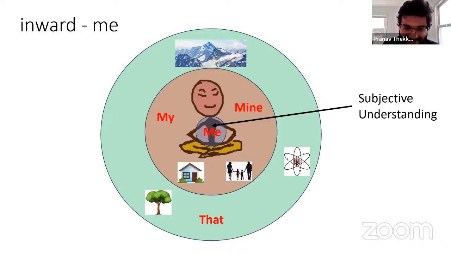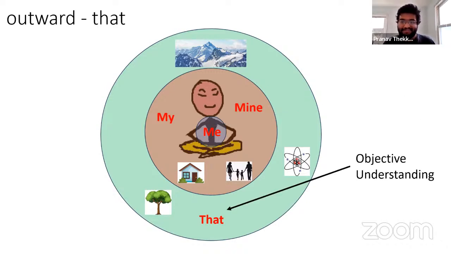In that category fall these trees, mountains, atoms, and so on, whatever you don't associate with yourself. That part which humans don't identify with themselves, which humans consider separate, is what I term as objective understanding, because it doesn't fall under the category of I, me, mine, and so on. This part, which I term as that, is the outward part.